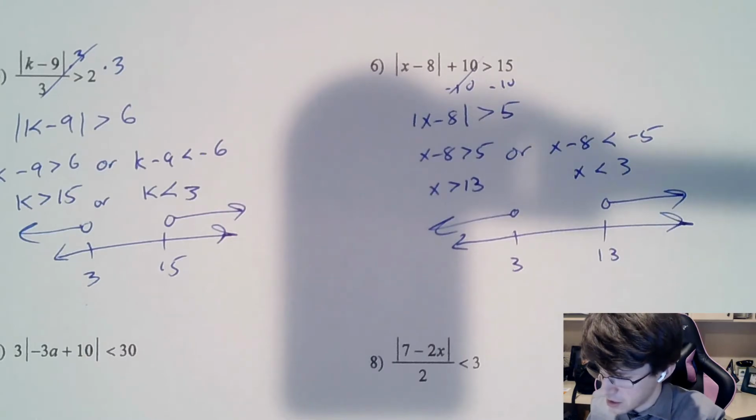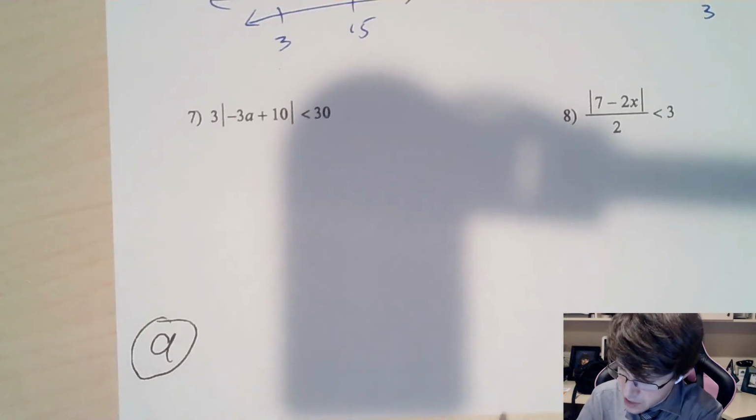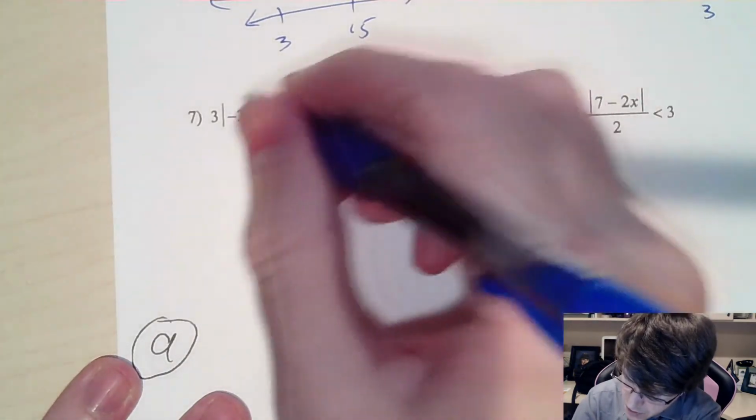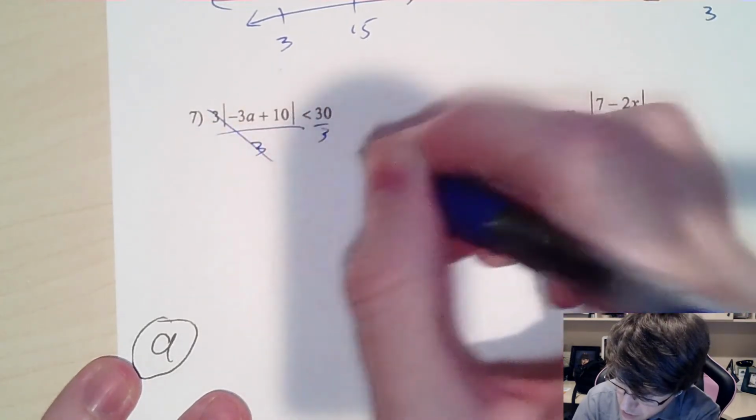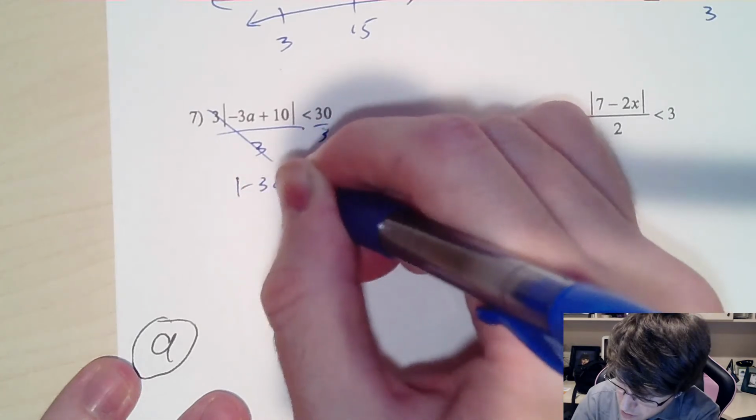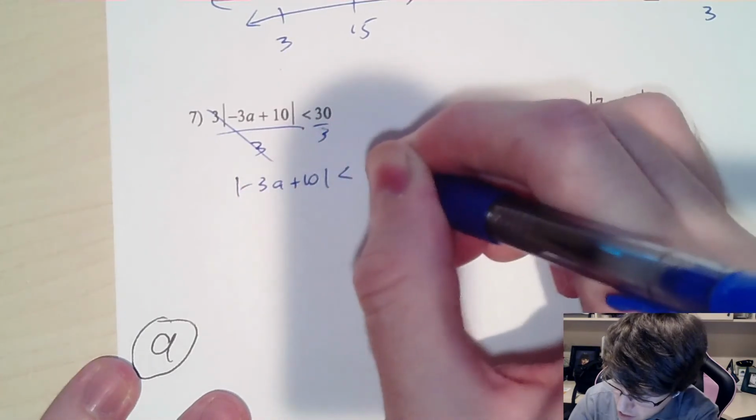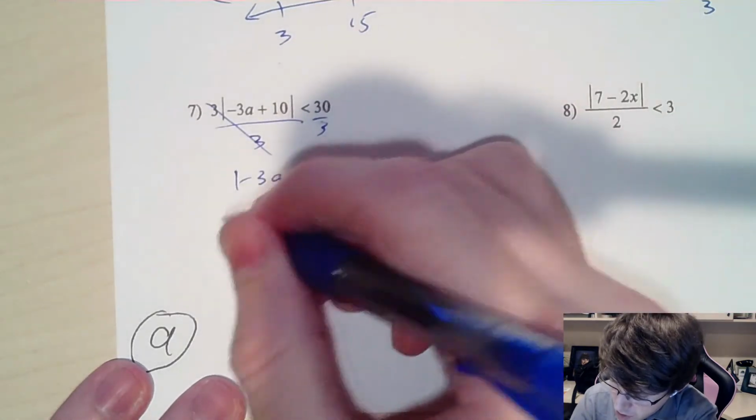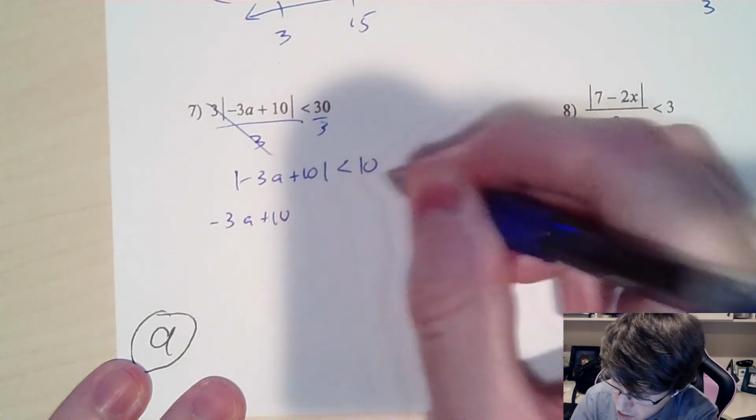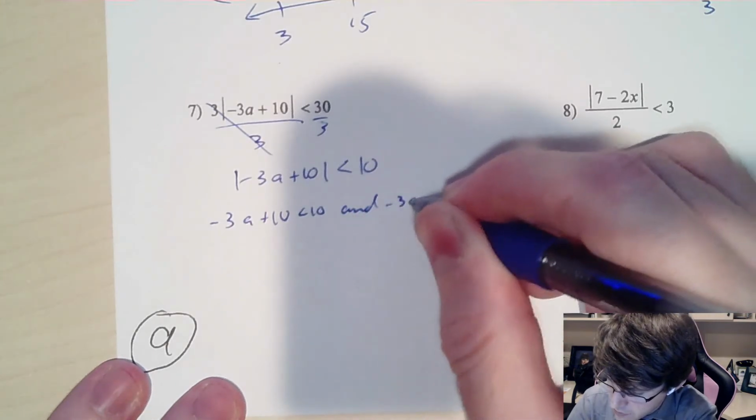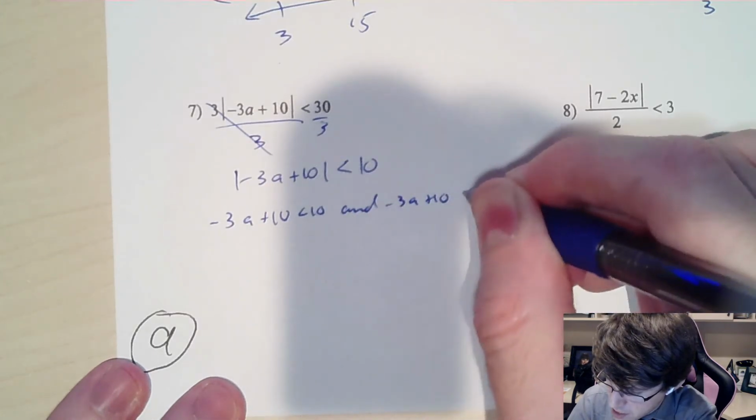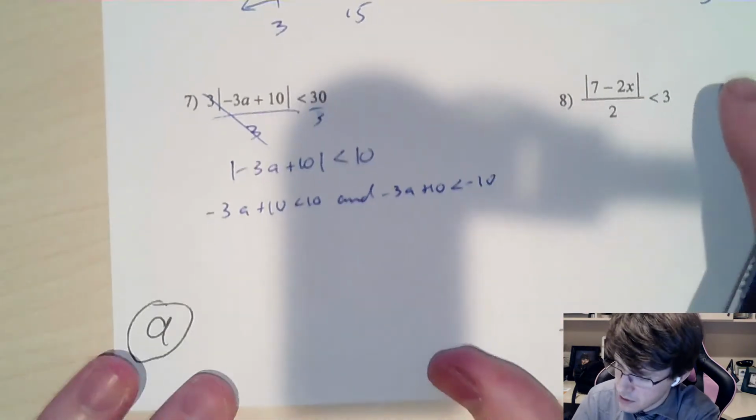Keep the ball rolling. Number 7. So similar to one of the ones, I believe actually in the same position as the last one, we divide both sides by 3 to start the question. So divide by 3, boom. And you get negative 3a plus 10 is less than 10. Again with the "and", negative 3a plus 10 less than 10. And negative 3a plus 10 less than negative 10.